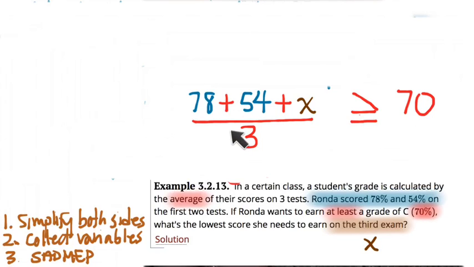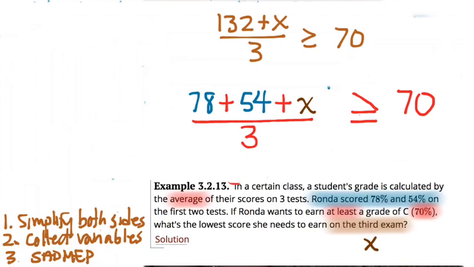Would it make sense to start off with 3x and then add the two averages that you have? Okay, let's do that. Let's simplify the arithmetic on the left-hand side by first adding together the scores for the first two exams. 78 plus 54 gives me 132. So I'll end up here with 132 plus x, all divided by 3. Okay, so we're getting a little simpler now.